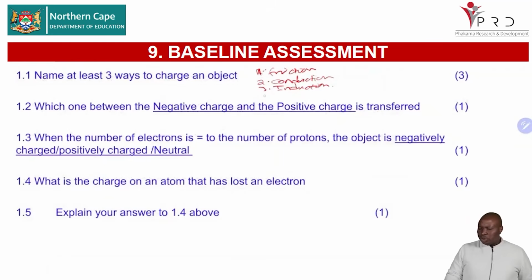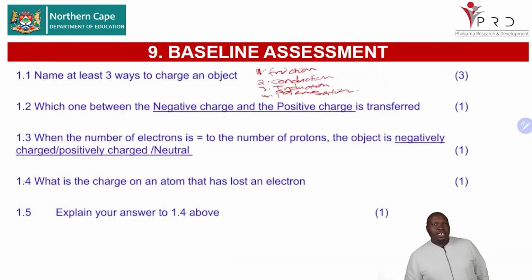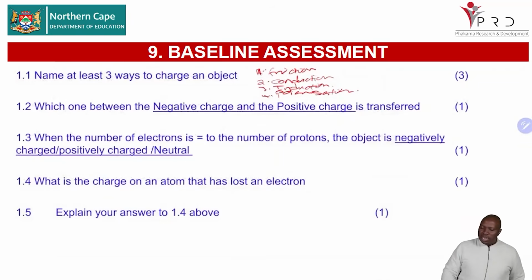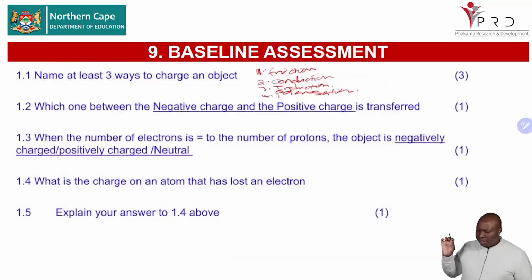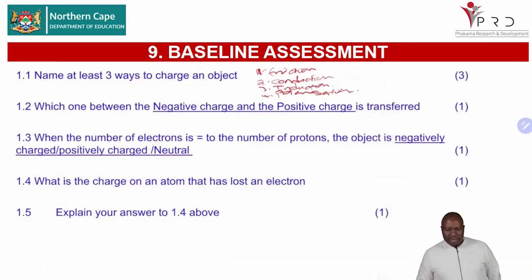And we can even use what is called polarization. You can use polarization for charging of these objects. Objects can be charged like that. And then we're saying, which one between the negative charge and the positive charge is transferred? So these questions are very important. Remember, we transfer the negative charge. The negative charge is the one that is transferred.